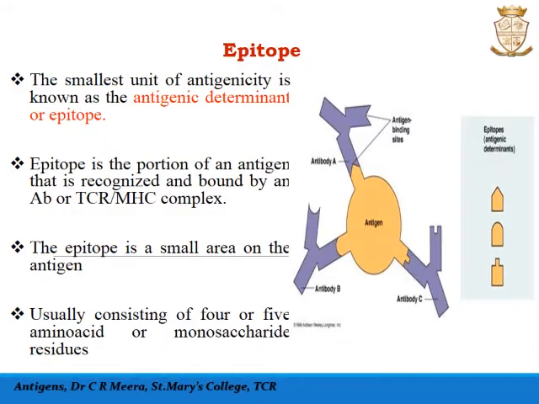Epitope is a small area on the antigenic part of a pathogen which will specifically bind to antibody, B cell receptor or the T cell receptors. Usually an epitope consists of 4 to 5 amino acid residues or monosaccharide residues and is the immunogenically active region of an antigen. A single antigen can have multiple epitopes.